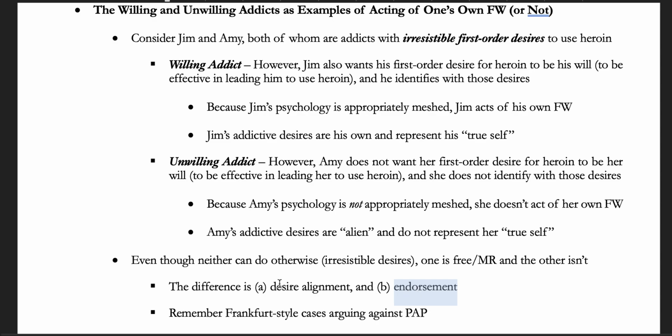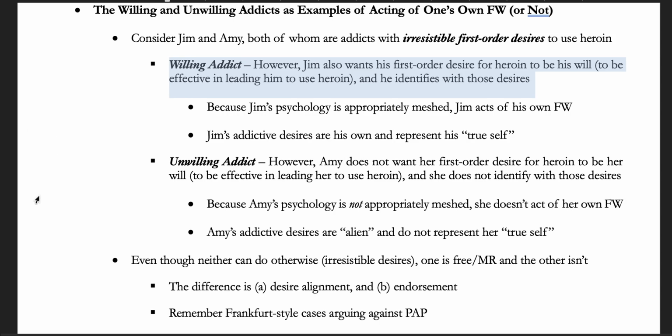Amy, not so much. Remember, it's not about the ability to do otherwise. Because Frankfurt argued against PAP, the principle of alternative possibilities that says responsibility requires alternative possibilities. It requires the ability to do otherwise. He doesn't like this. He rejects this. So the ability to do otherwise cannot make the difference here, because he doesn't care about that.